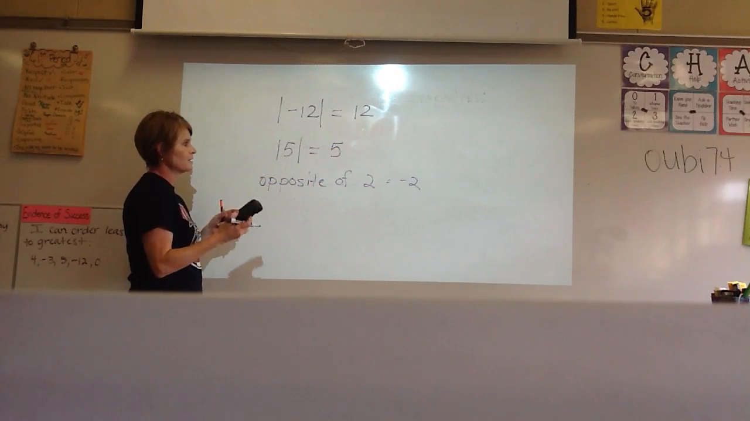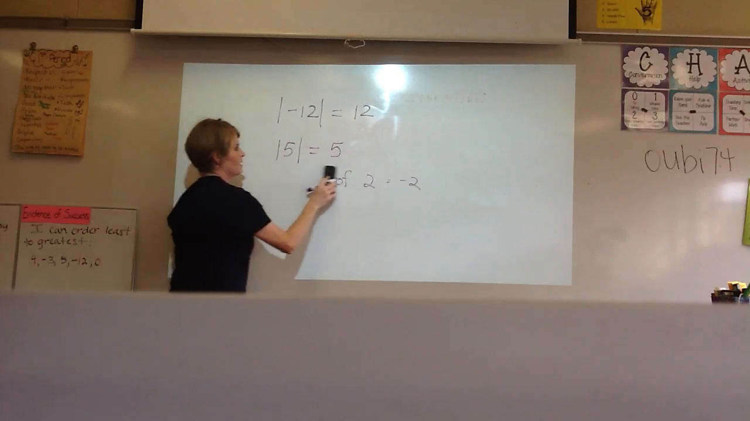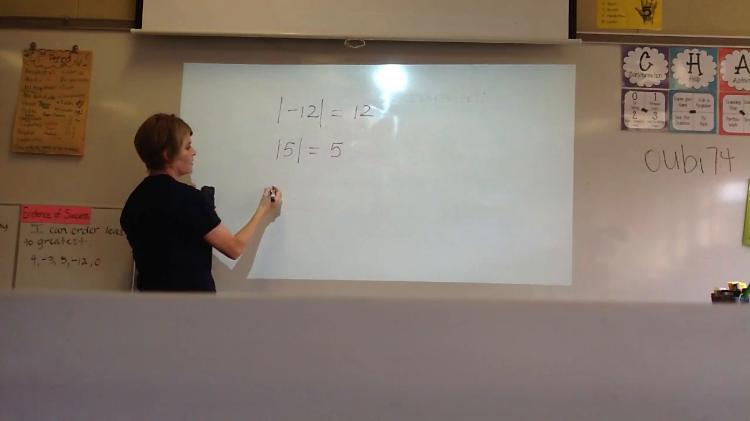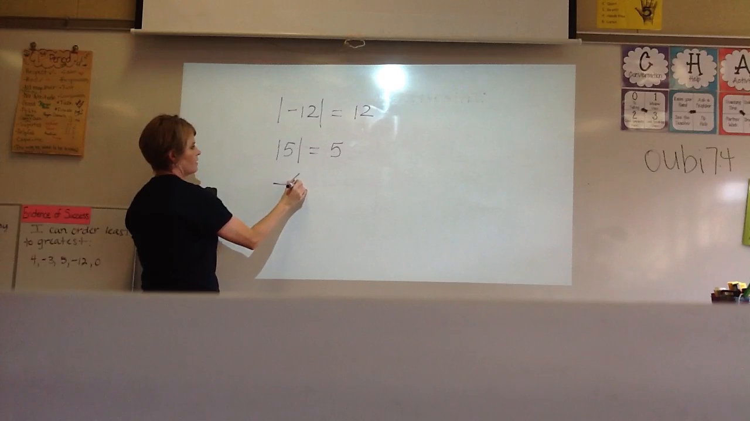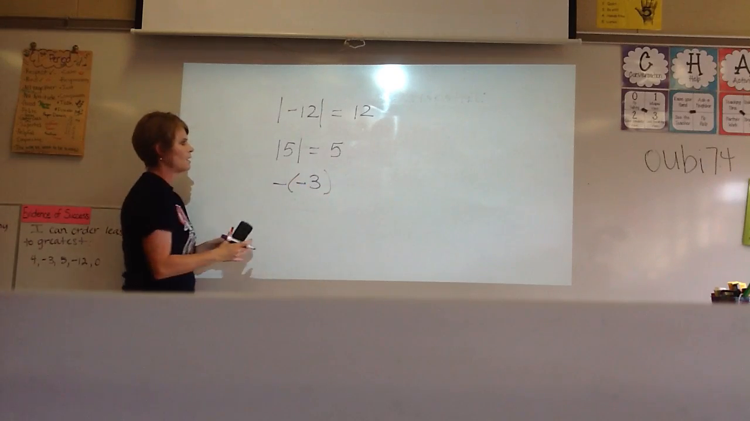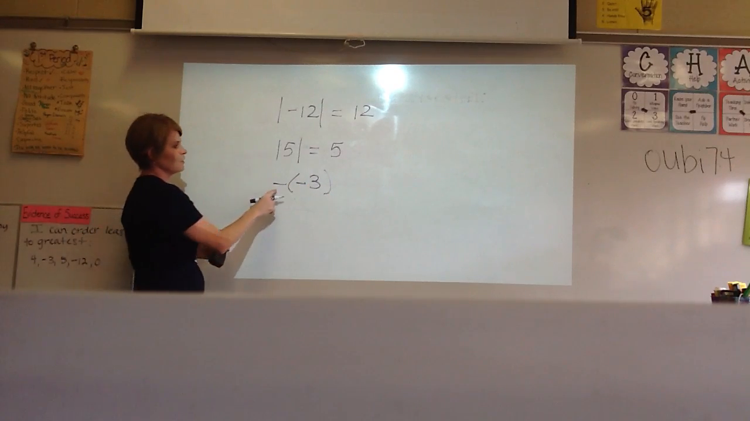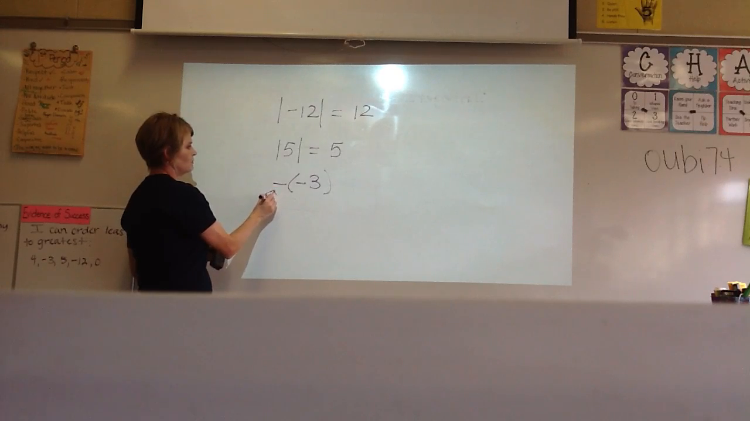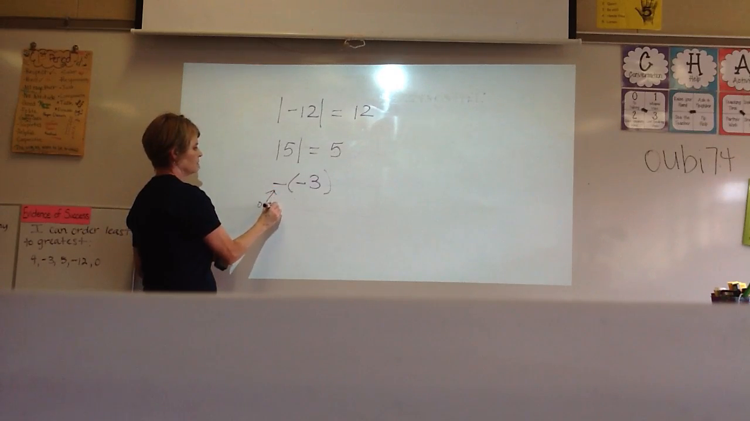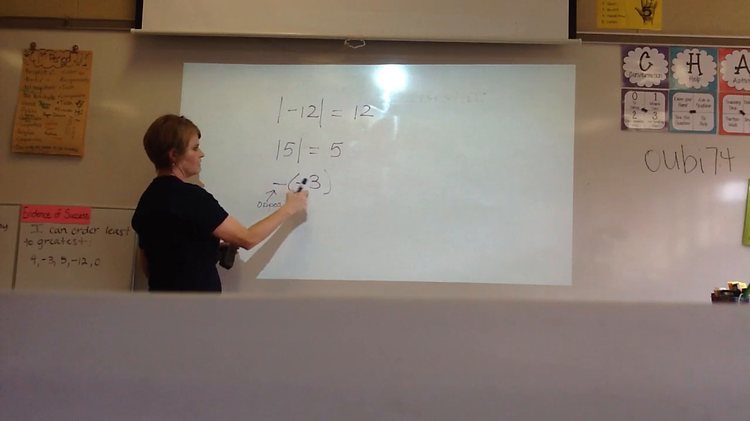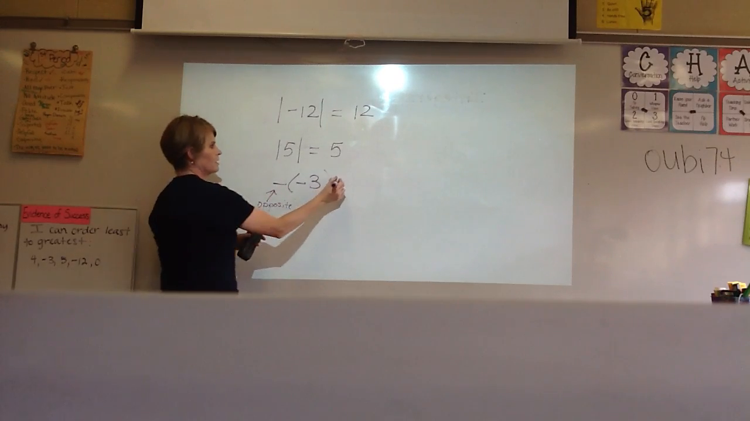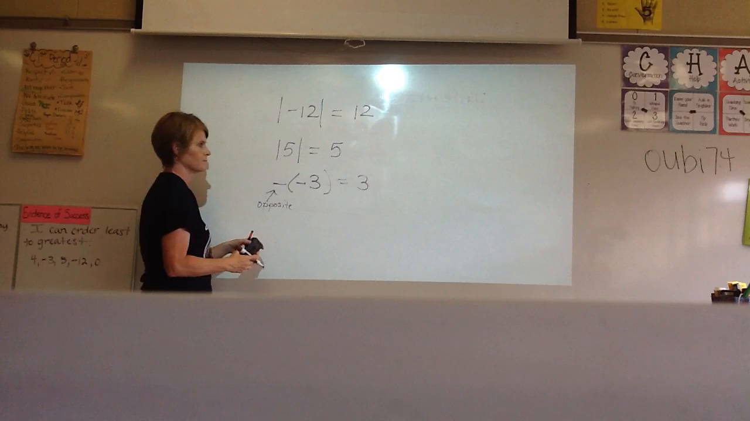And another thing they sometimes throw in is a problem where they have a negative and then another negative. Well, remember negative kind of stands for opposite, so this is kind of asking you, what's the opposite of -3? Well, the opposite of -3 is +3.